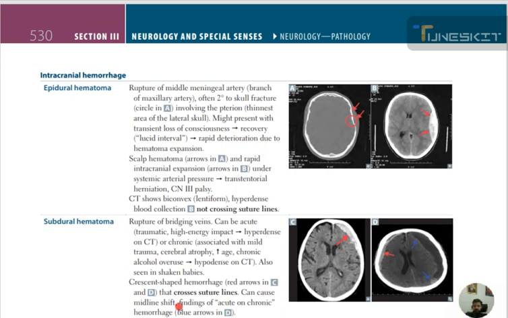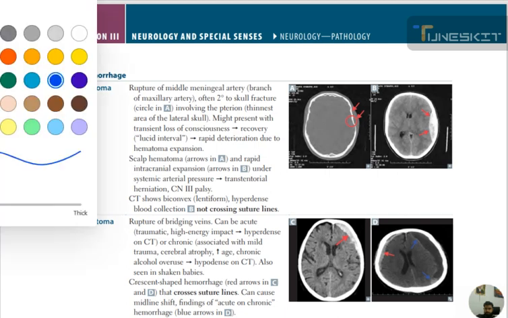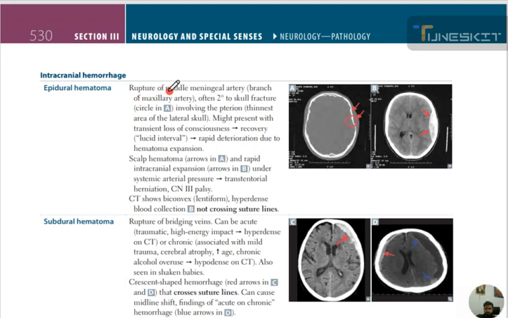Hello. So our fourth part starts from the intracranial hemorrhages. It has different subsections like epidural hematoma, rupture of the middle meningeal artery. We change the color. Rupture of the middle meningeal artery, which is a branch of the maxillary artery, often secondary to the skull fracture.